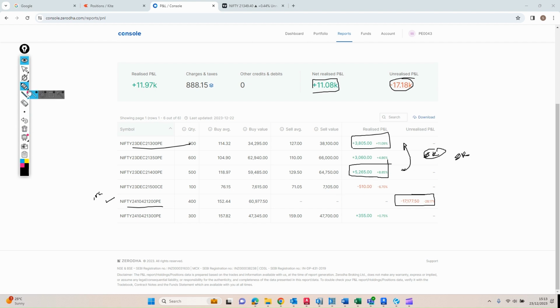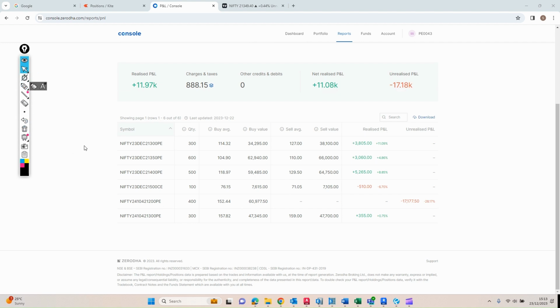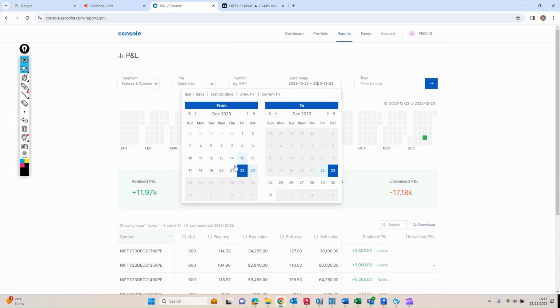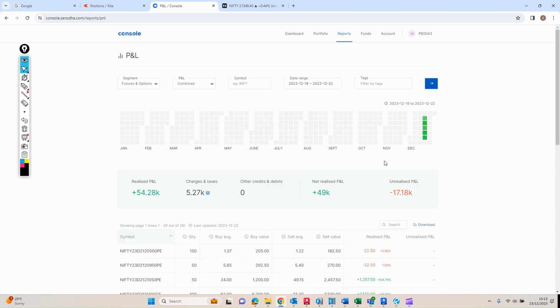I will show you the overall profit that I was able to make last week, from the 18th of December till the 22nd of December. Cumulatively, on each day I have traded, I made around 54,000 overall realized profit, and after the charges and taxes that I paid for the trades, I was able to make around 49,000. Let me put a cursor on that: exactly 49,000 and 93 paise was the overall profit.